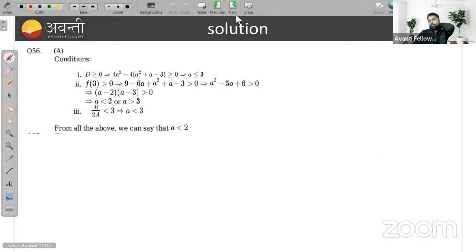Chalo, solve. See, first we are solving D is greater than or equal to 0. Second, we are solving f of 3 is greater than 0. And third, minus b by 2a is less than 3. By solving these three, from all the above we can say a is less than 2. This is the solution. It's an easy question actually. Clear? Shall we move?